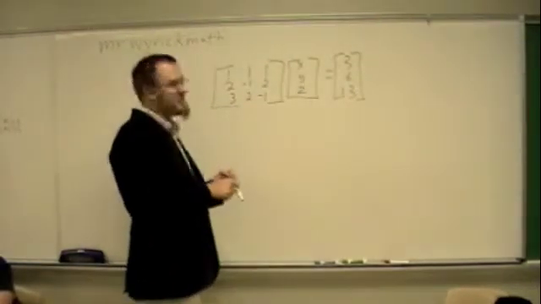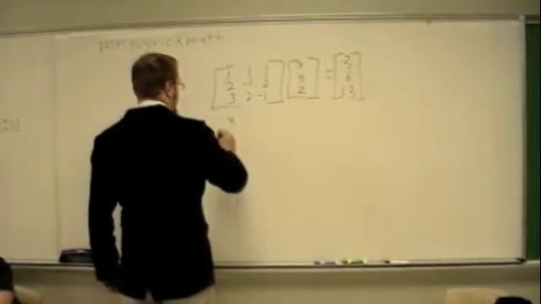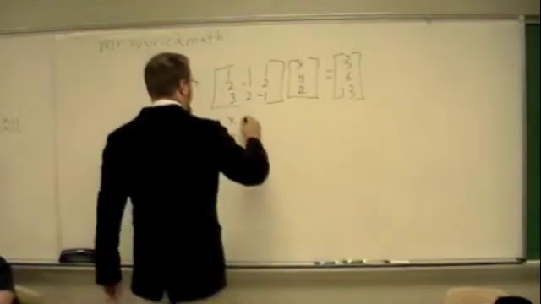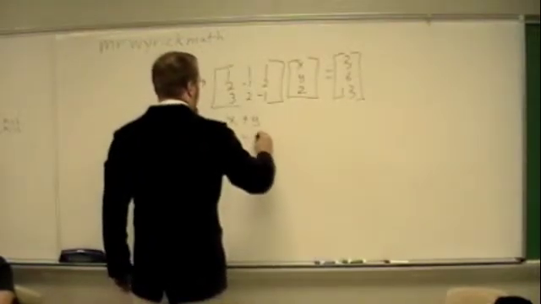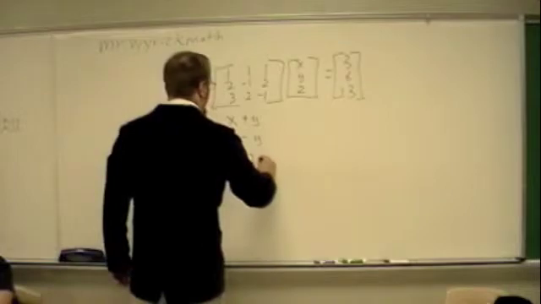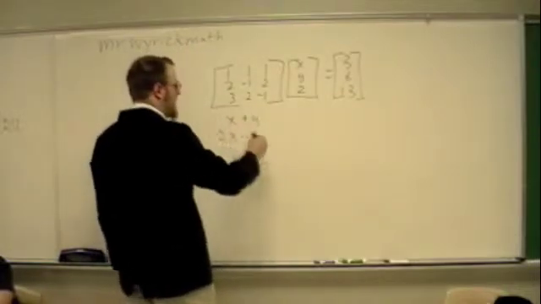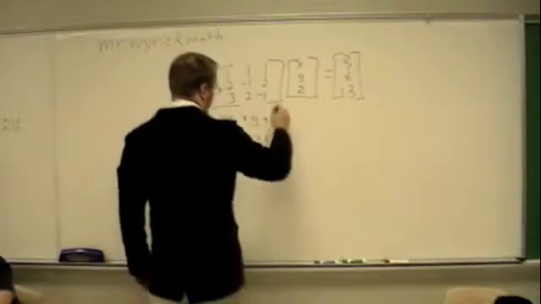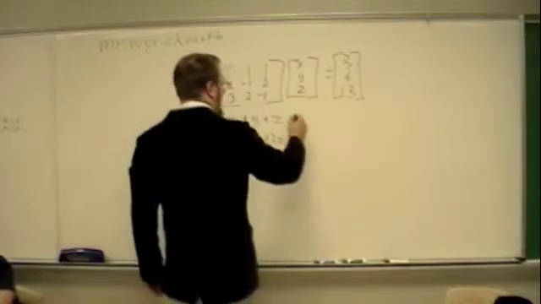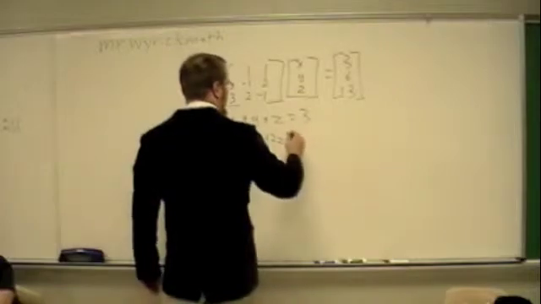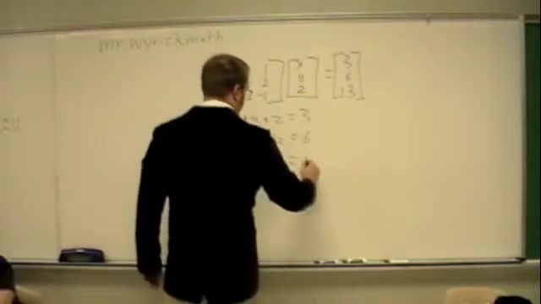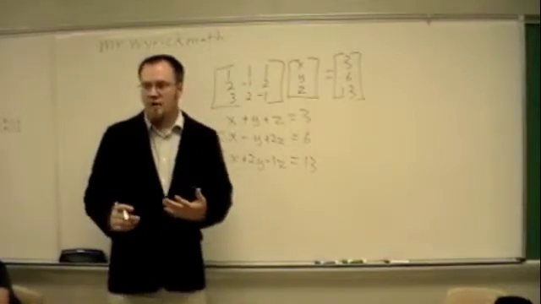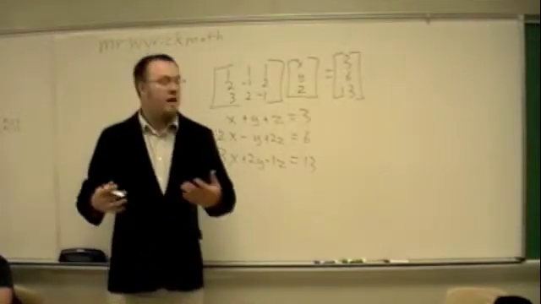So you can rewrite this as a system as x, 2x, and 3x. The middle part here would be y, minus y, and plus 2y. And then the third one here would be plus z, plus 2z, and minus 1z. And then what they're equal to is already out here, 3, 6, and 13. And you can solve using a combination of substitution, elimination, anything like that.